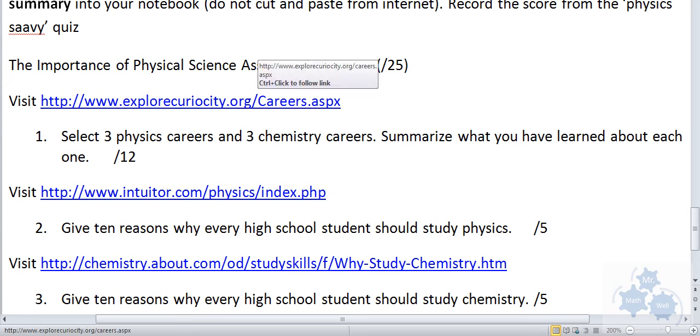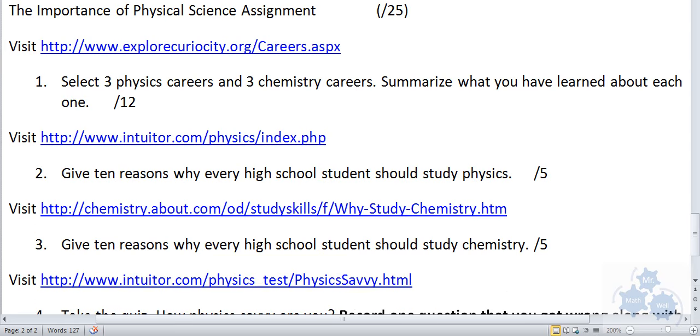And this site here is still a valid site as far as I know. So you can go here if you want. You can go somewhere else too, but you can go here. It's got a whole bunch of careers for both subjects. And you can just pick any one of those that you might find interesting and summarize what you've learned about them. Okay, so they're going to be worth a couple marks each for the summary. This is not a huge assignment.